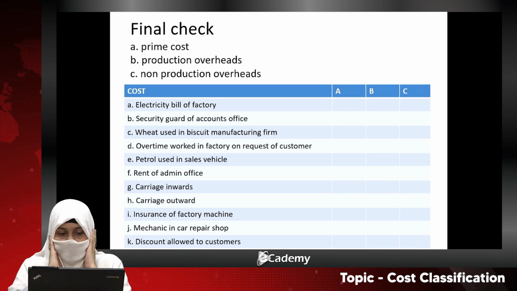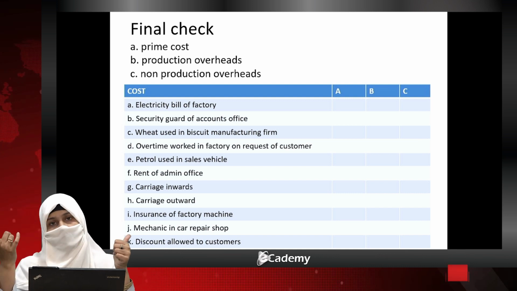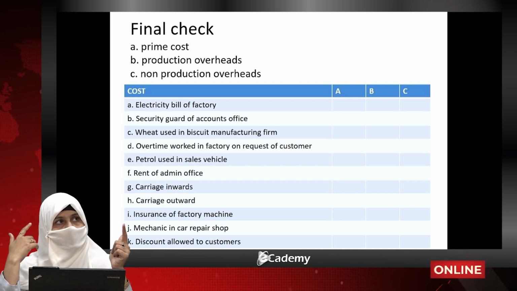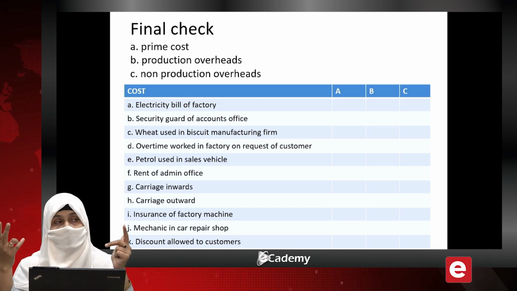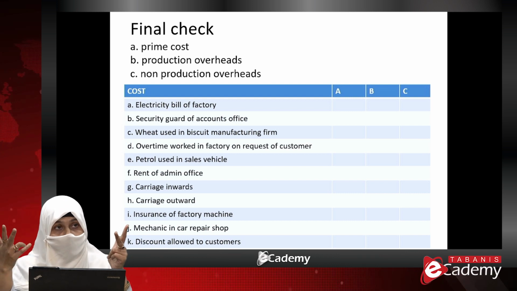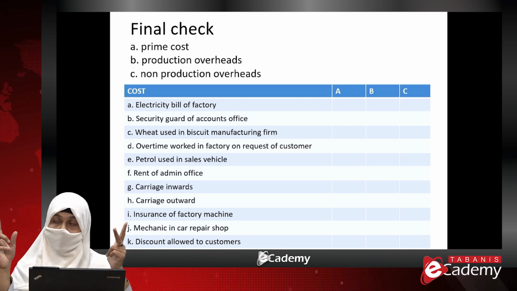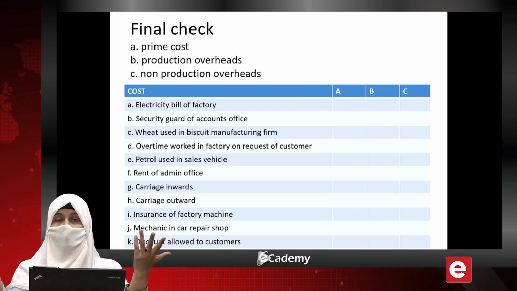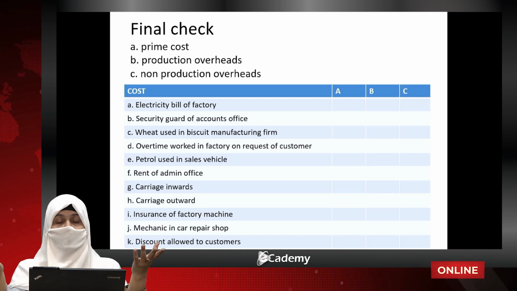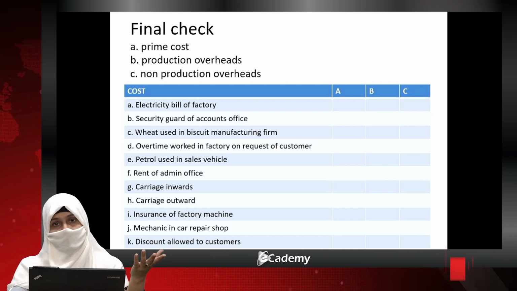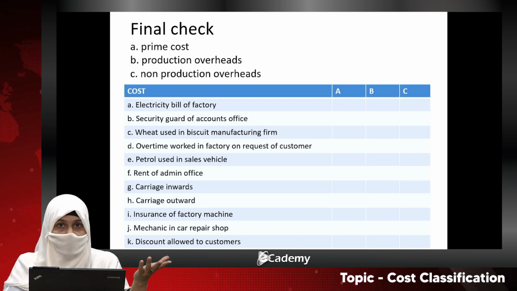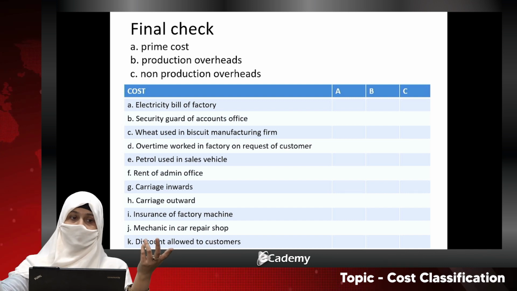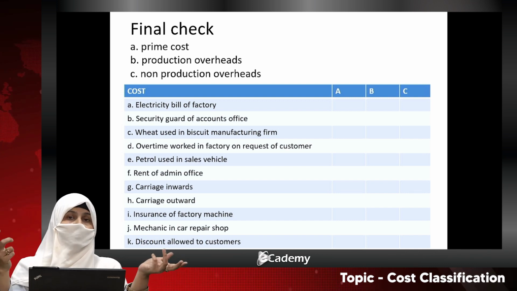So let's start with the electricity bill of the factory. For me, it's not a direct material. It's not a direct labor. It's not a direct expense as well, because we are not paying electricity for one unit, right? We are paying electricity as a whole. Even when we are not manufacturing any product, we have to pay the electricity bill because there is a fixed line rent attached to it. So it means that electricity expense is not directly related to the number of units I have produced, right?